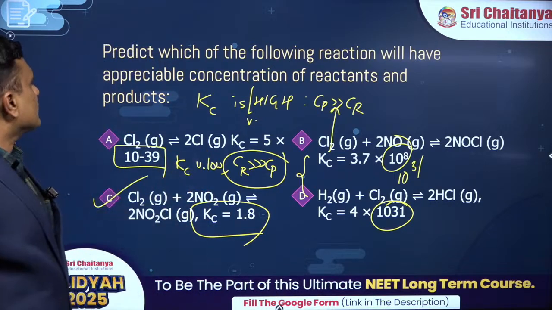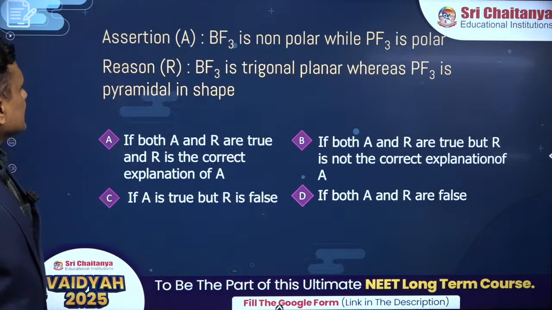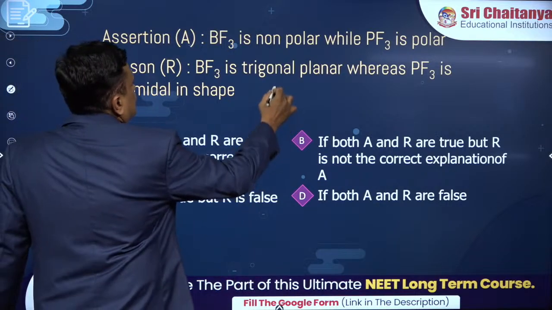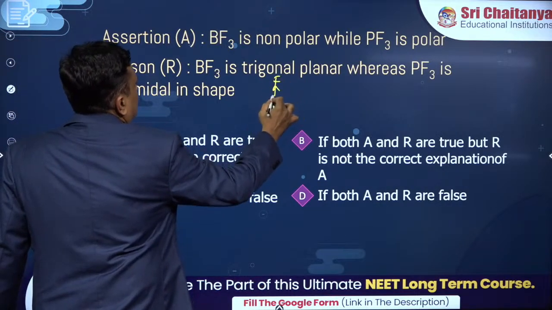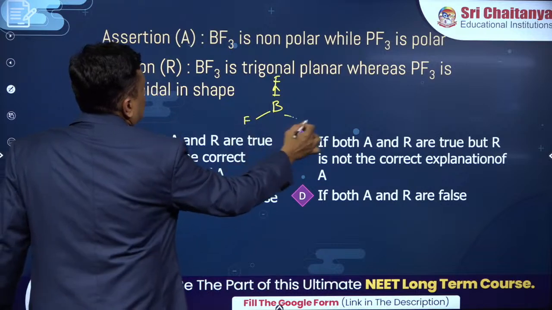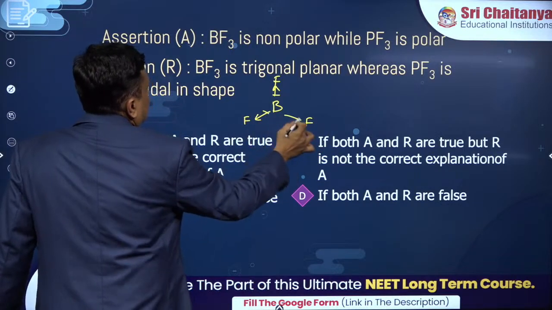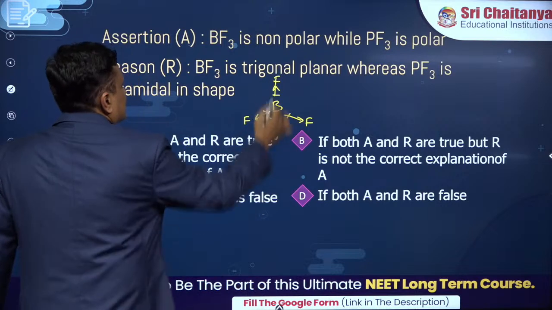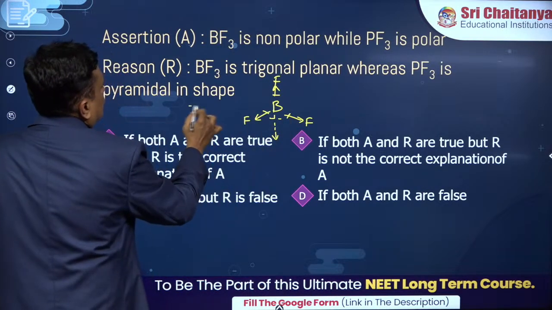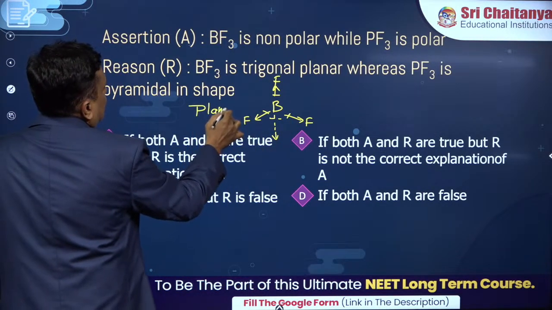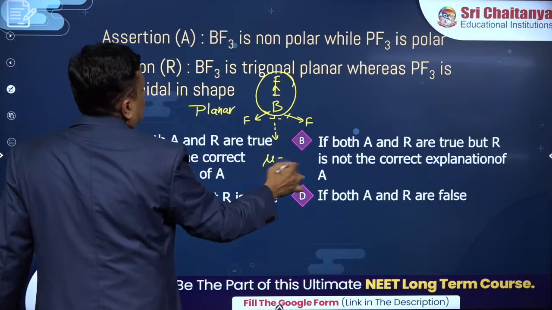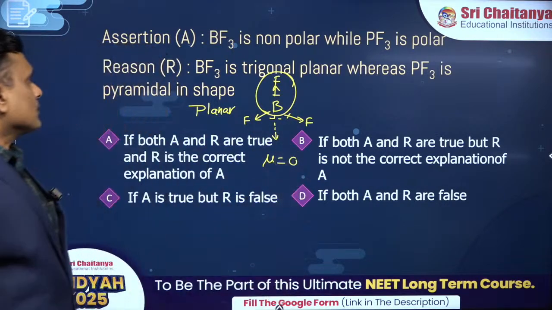Alright, BF3 is non-polar because you know the BF3 structure, the polarity of BF3 is cancelled because of the planarity that it has. So you can see the resultant of these two dipoles is cancelling the dipole of this. So because this has planar geometry, though it has polar bonds, the compound is considered to be non-polar.